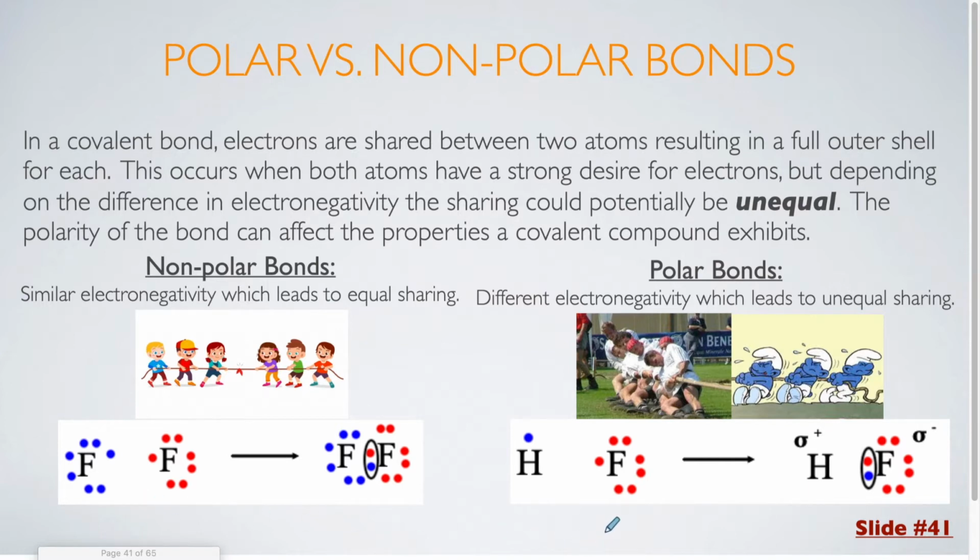Polar bonds occur when you have a covalent bond, but there is a difference in electronegativity, which leads to unequal sharing. Between these two atoms, fluorine has a much higher electronegativity, or desire for electrons. So while the electrons are going to be shared within the radius of both atoms, they're definitely pulled closer to the fluorine in this instance. Now, in order to show this within a Lewis dot diagram, we can draw this partial negative and partial positive charge symbol in.